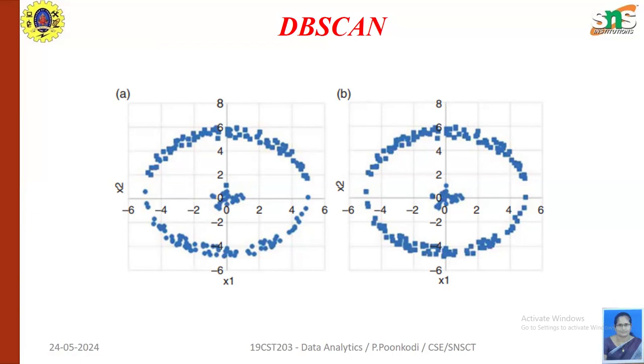Then the advantages and disadvantages. Advantages: it can detect clusters of arbitrary shape and is robust to outliers. Disadvantages: each time we run DBSCAN, the result can be a bit different due to some randomness, but the results typically do not vary very much between different runs. It is computationally more complex than k-means, and it is difficult to set the hyperparameter values.